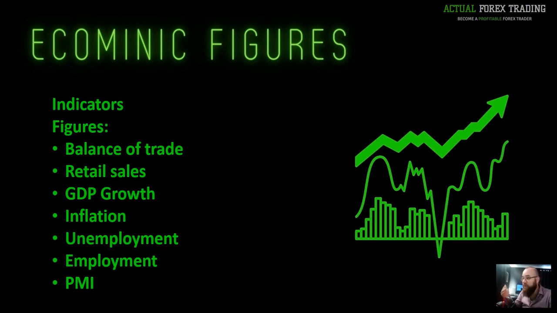PMI figures, the way these work, you generally have PMI for manufacturing within a country and services within a country. Above 50 generally means expansion. Things are growing, they're moving forward. Any PMIs below 50 generally mean contraction, that things aren't growing. Could be a sign of recession, something like that.